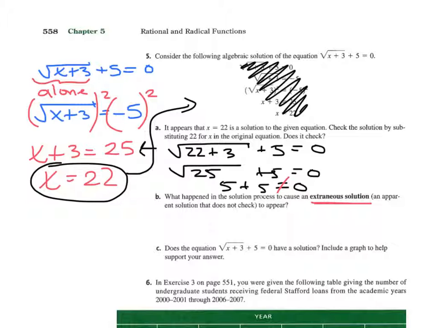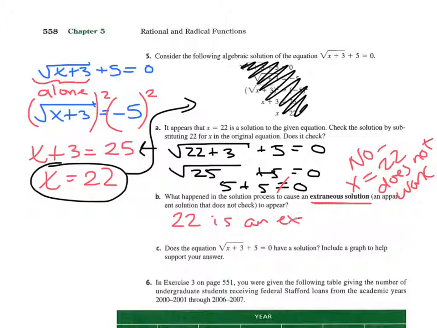Okay, I made this radical equation into linear, and I got a solution, but it does not work in the original. So what ends up happening is this one does not check. X equals 22 does not check, does not work. Okay, so 22 is an extraneous solution.